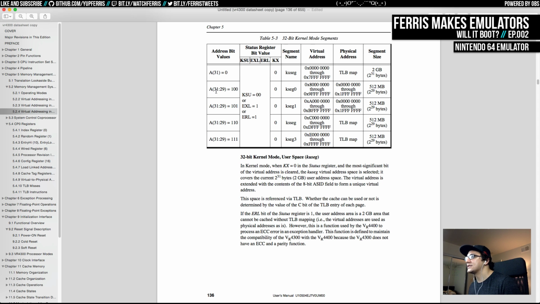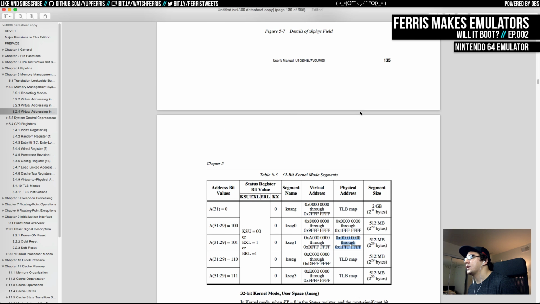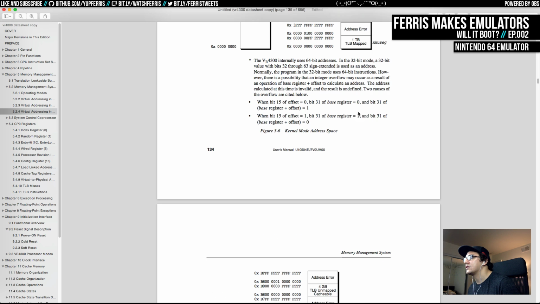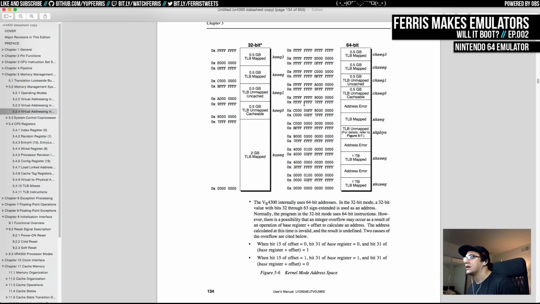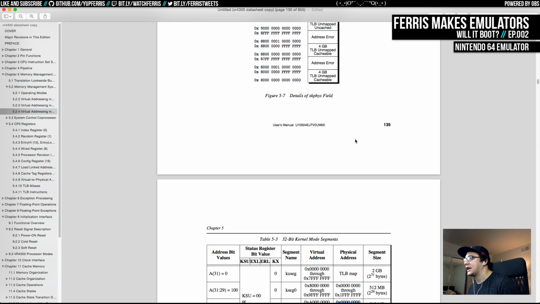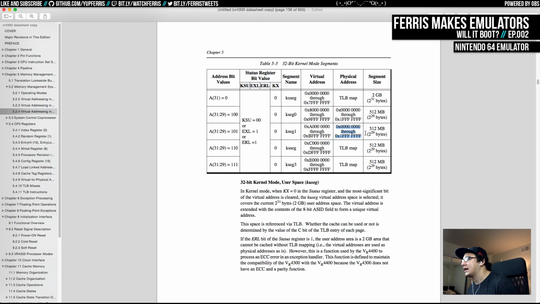Or in this case, in particular, this is the one where the TLB is mapped. We get these addresses in the virtual address, but they will be mapped to these physical addresses with no cache and no TLB mapping. And what was the other? It was right here, actually. Yeah, no TLB mapping and uncached. And then it just shows us the size of the segments.